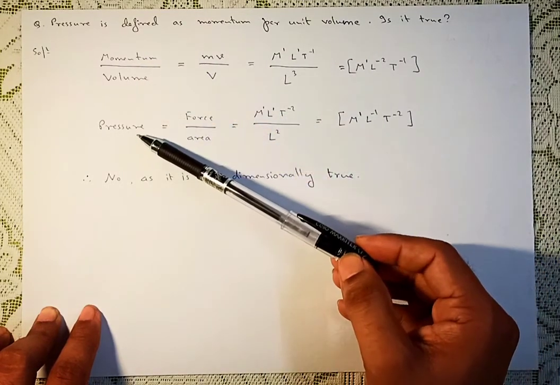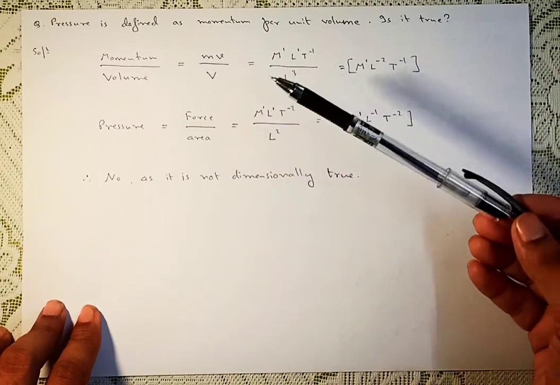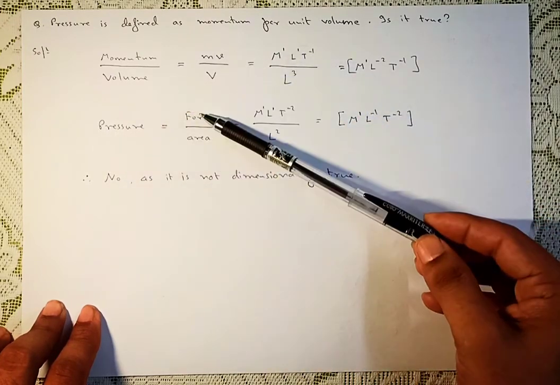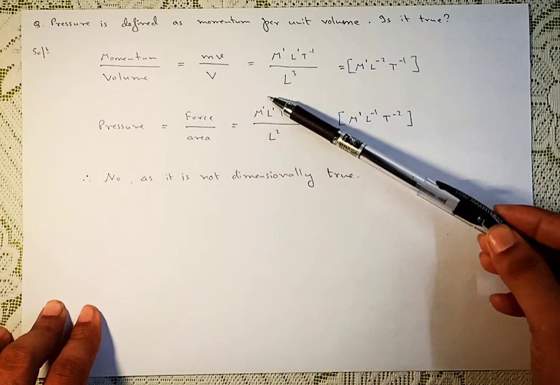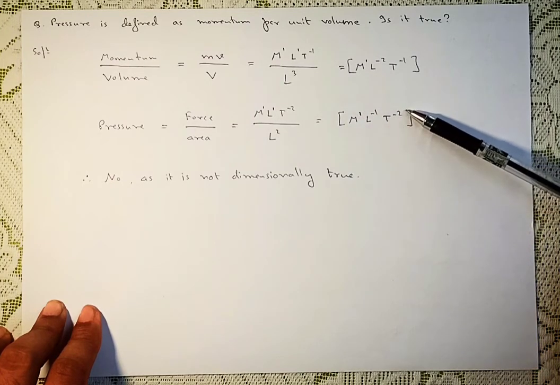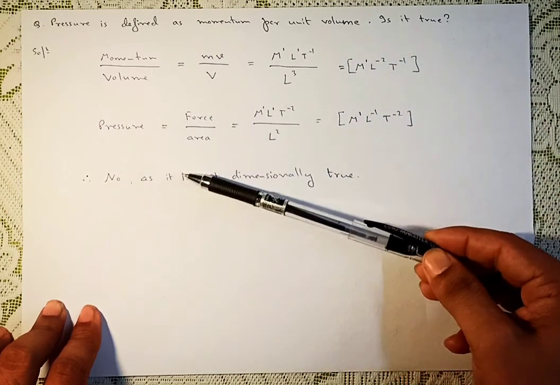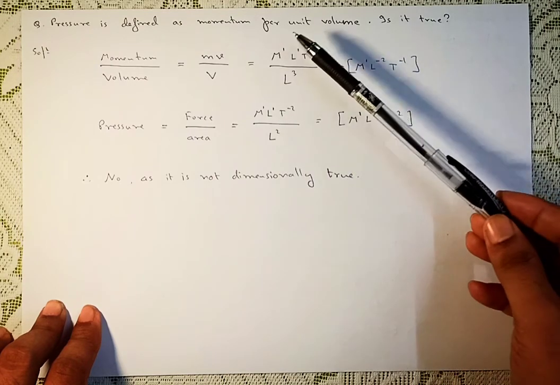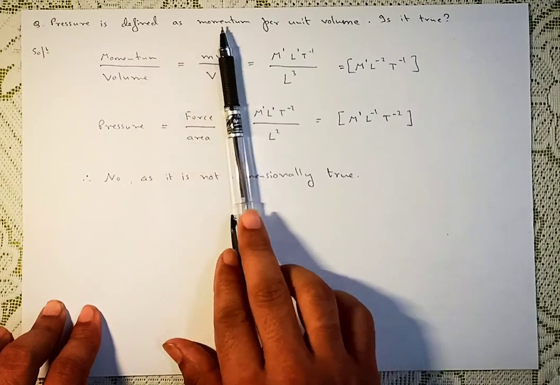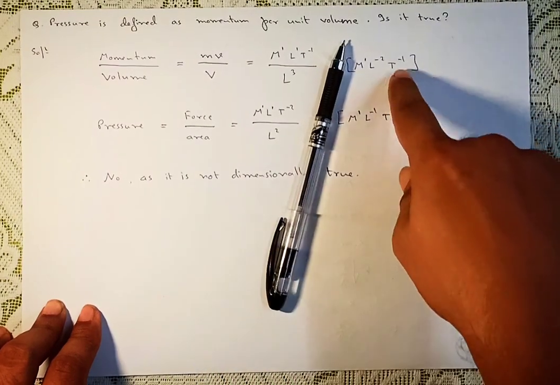Okay, and then taking the original formula of pressure and trying to find out its dimensions. On doing the necessary calculations for pressure, we find that pressure is force per unit area. Therefore, putting the dimensions here for force and area, we get M to the power 1, L to the power minus 1, T to the power minus 2. Out here, this is not matching with this. Therefore, no, it is not dimensionally true. Therefore, the answer to this question is that the statement that momentum per unit volume is pressure is wrong because it is dimensionally not matching.